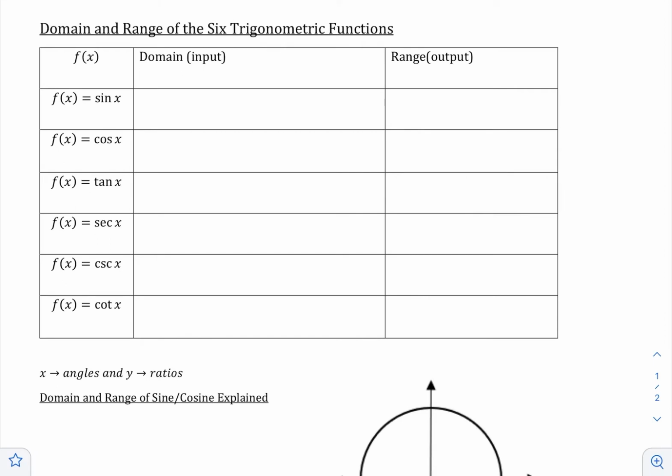Our last little prep before we start graphing is to talk about the domain and range of the 6 trig functions. We did the unit circle before because we're actually going to use the unit circle to explain some of these. So the first thing we're going to look at, I'm going to come down here before I start filling in the table.